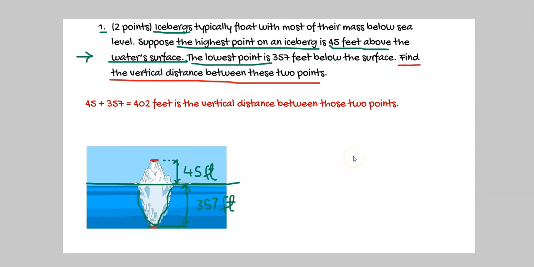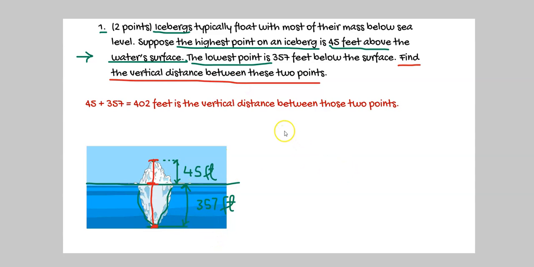The question is asking to find the vertical distance between these 2 points. So we want to know the distance between these 2 points. And it's a vertical distance, so we're going to draw a vertical line from the top to the bottom. Obviously here, we see that this distance is 45 feet from the top to the sea level, and then from the sea level to the lowest point is 357.